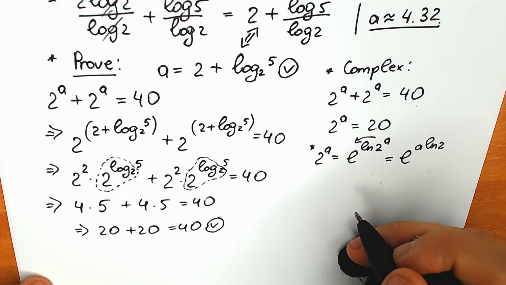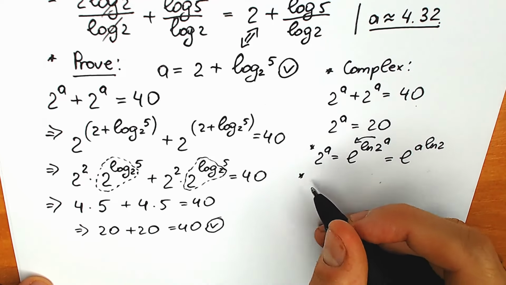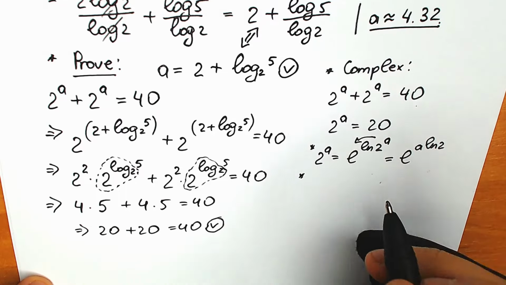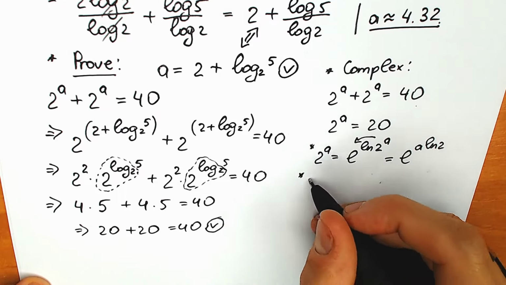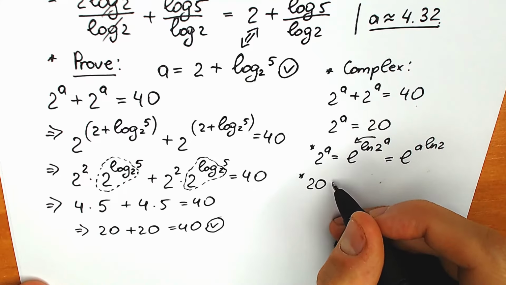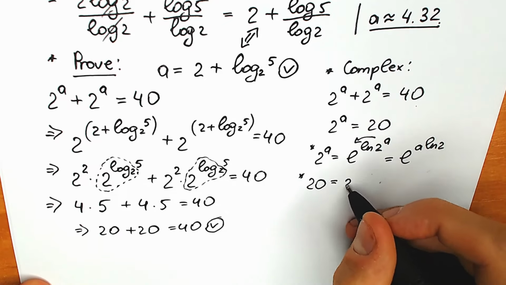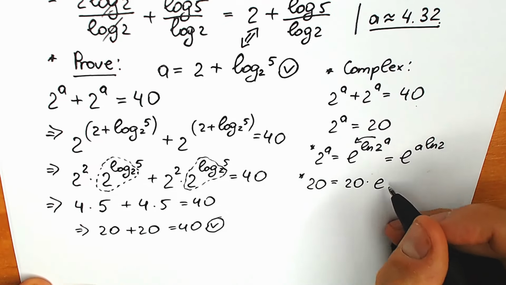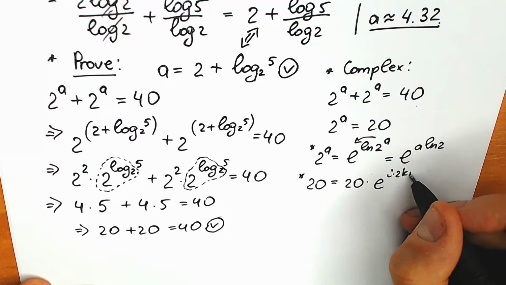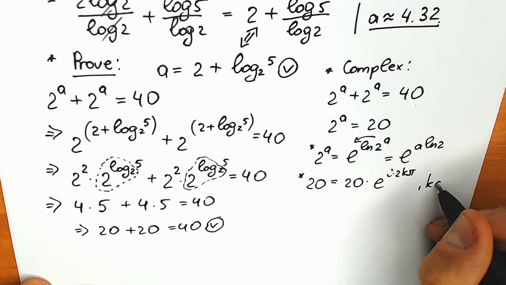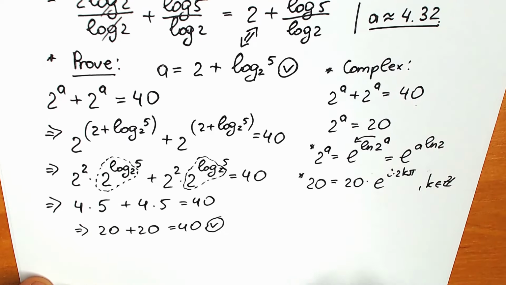And second step, let's think a little bit how can we express this 20. We know that right here maybe we can get a complex root. So right now this 20 can be written in terms of identity as 20 times e to the power i times 2k pi, and of course we're talking about k from the set of integers.